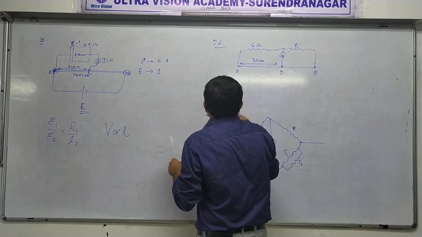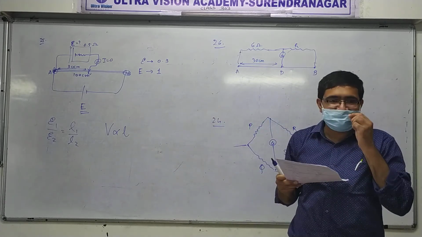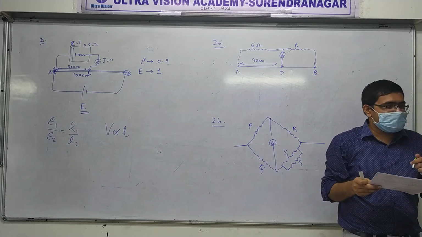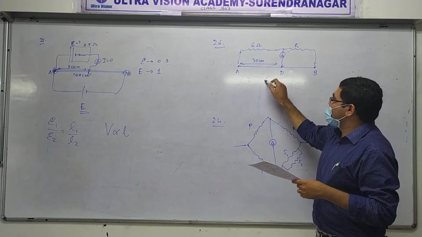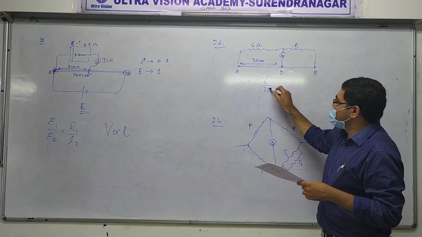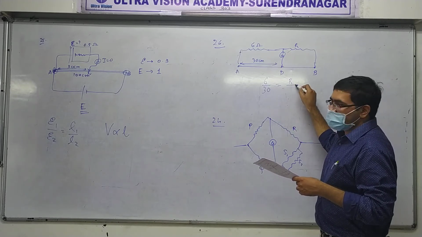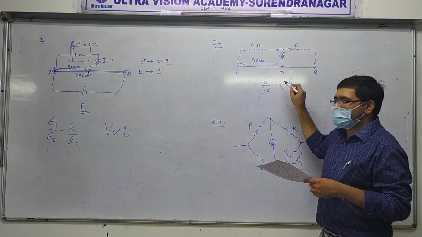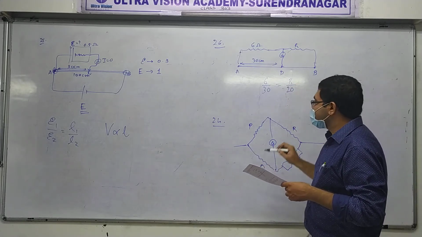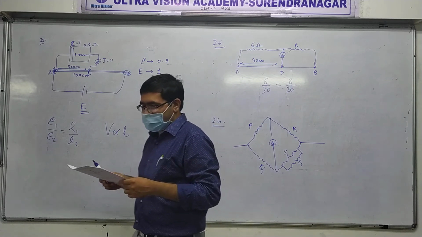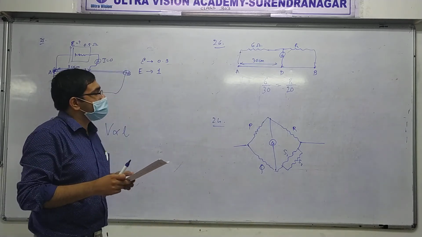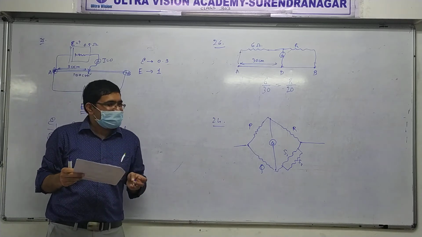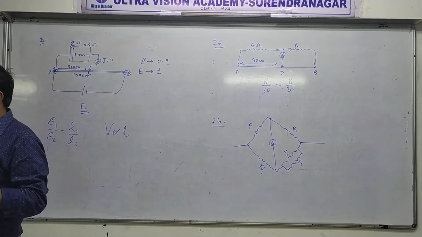So, can you write the equation for the meter bridge? 6 upon 30 is equal to R upon 20. So what's that? 4. Clear or not clear? Understood?